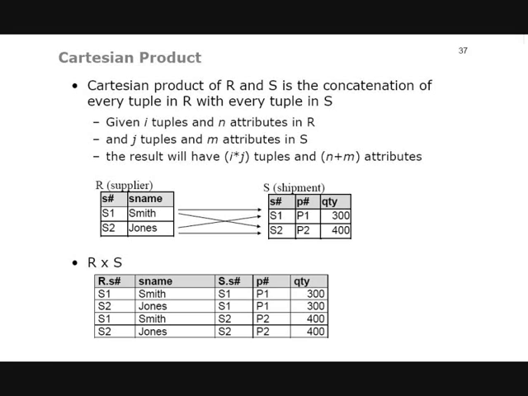So I have here the supplier, and I have the shipment. Now if I do the Cartesian product of the supplier times the shipment, I'm going to have S1 Smith, S1 P1 300; S1 Smith, S2 P2 400; S2 Jones, S1 P1 300; and S2 Jones, S2 P2 400, because I'm concatenating everything from the first relation with everything from the second relation. In this case, they don't have to be union compatible. This applies even if they have different attributes. I'll end up with N plus M attributes and I times J tuples. Are we all happy with that?